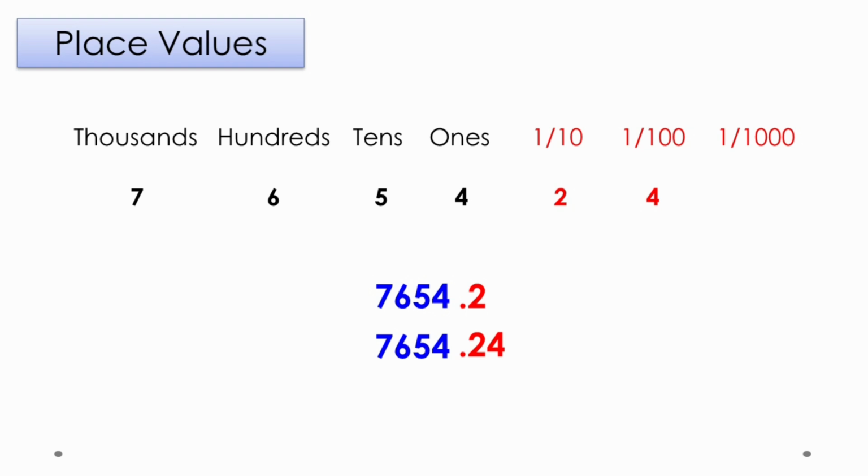If the corresponding numbers were 7, 6, 5, 4, 2 and 4, the number would be written as 7654.24, where this 2 is the 1/10th and this 4 is the 1/100th. If the numbers were 7, 6, 5, 4, 2, 4, 8, it would be written as 7654.248. Here 2 is 1/10th, 4 is 1/100th and 8 is 1/1000th.